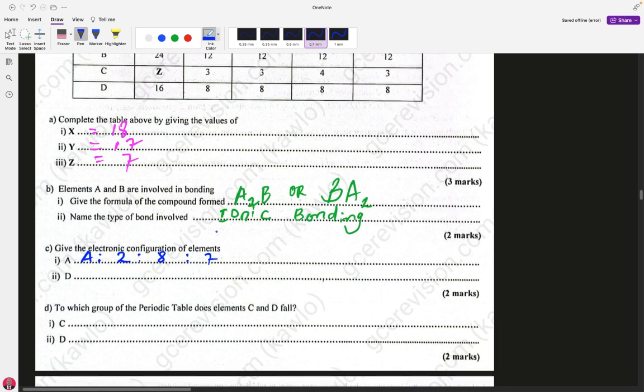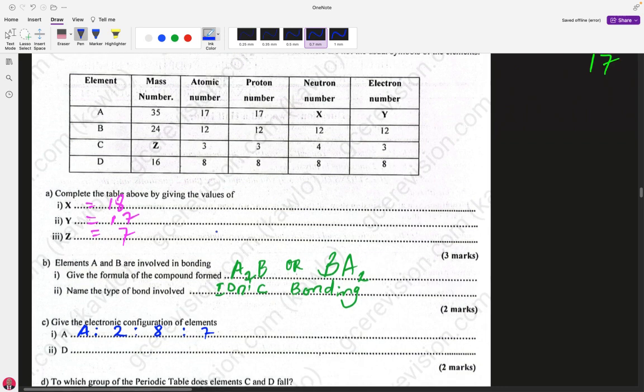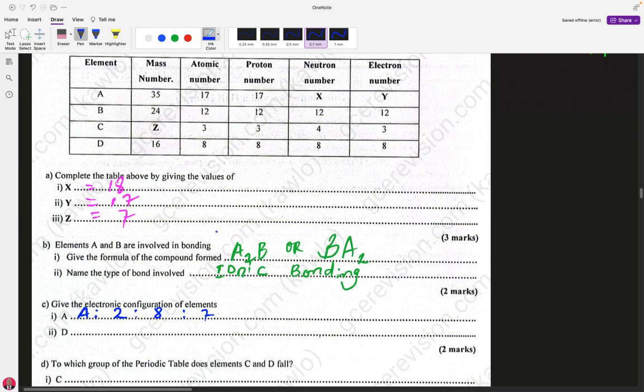D has a mass number of 16. Atomic number of 8. How many electrons are there? It has 8 electrons. With 8 electrons, or atomic number of 8, the electron configuration for D will be what? This is D.